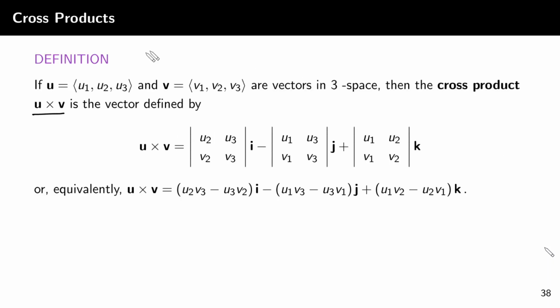Ngayon naman ay i-discuss natin yung huling operation on vectors, which is the cross product. So ito yung definition natin ng cross product. If u is the vector u1, u2, u3, and v is the vector v1, v2, v3, so they are vectors in 3-space or in R3, then the cross product, which we write this way, basa natin dito ay u cross v, is defined as follows. So u cross v is equal to this expression.